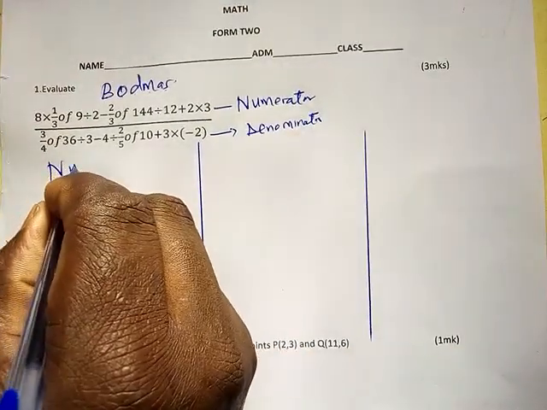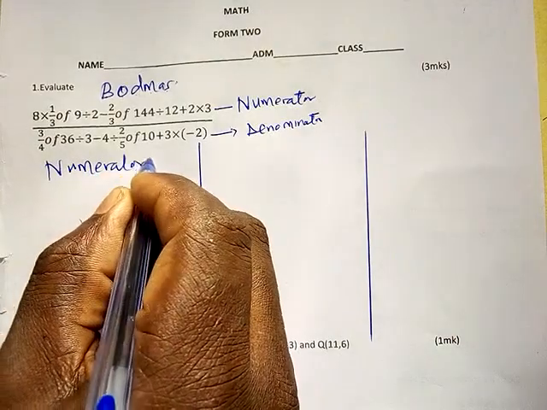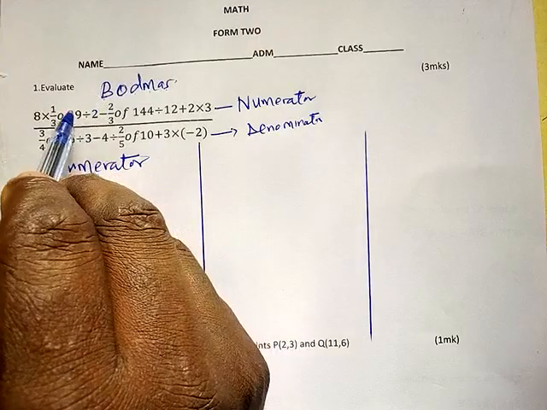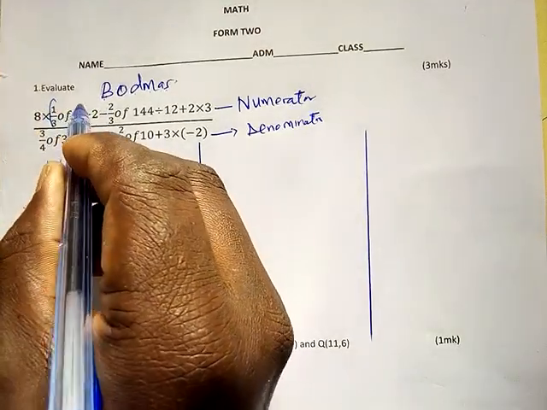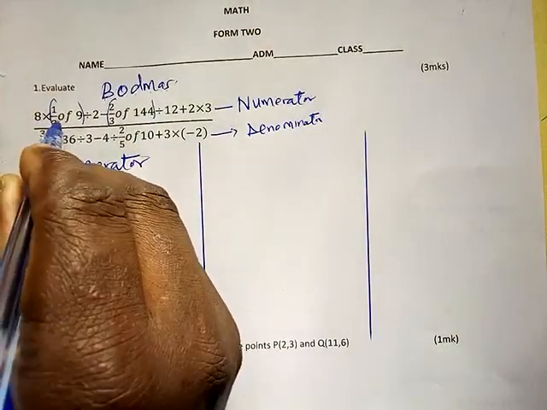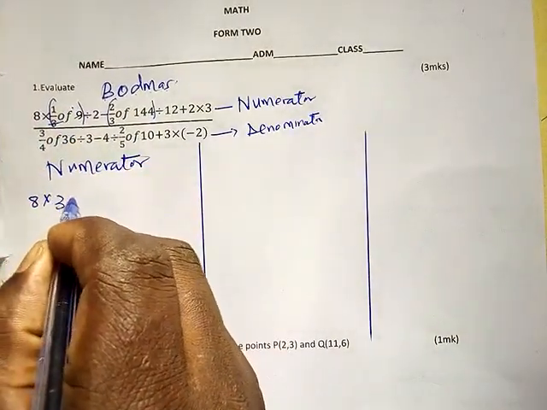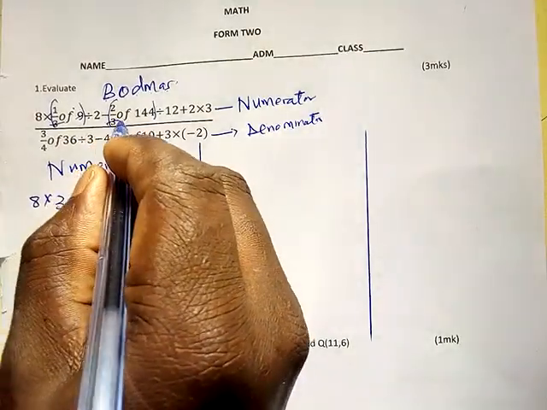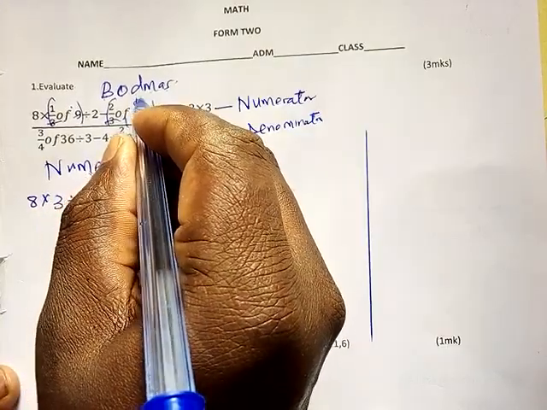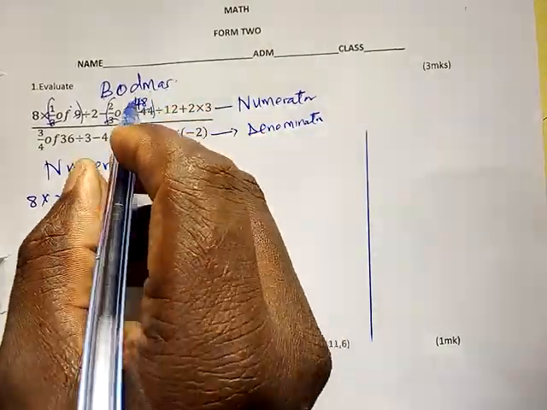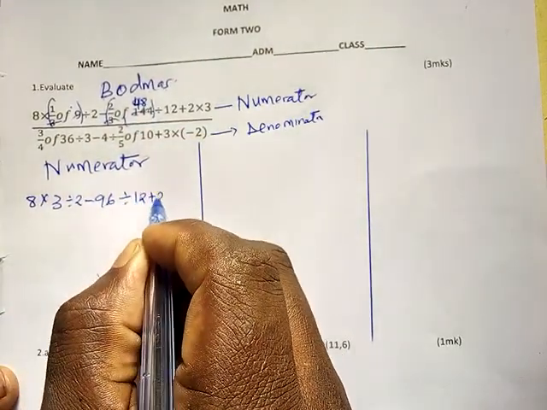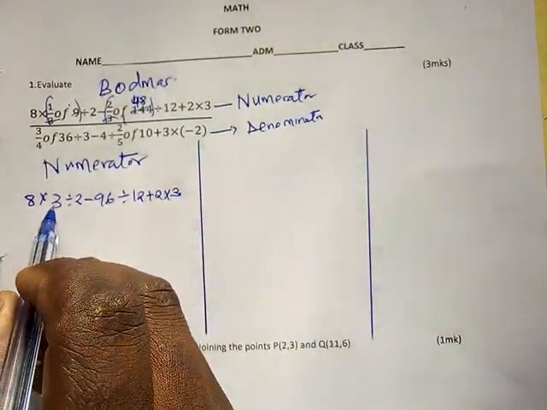So we start with the numerator. In the numerator we don't have brackets, but we have of. So of is here up to here, and another of is here up to here. So this is 8 times this one here goes to 3 times, divided by 2 minus this here once here 48. So 48 times 2, that one is 96, divided by 12 plus 2 times 3. So we are in the numerator.